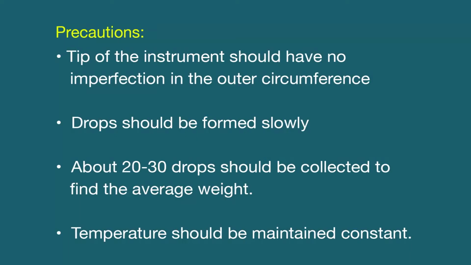During this stalagmometer method, we have to take some precautions, otherwise they lead to error. First precaution is the tip of the instrument should have no imperfections in the outer circumference. Drops should be formed slowly. About 20 to 30 drops should be collected to find the average weight. Temperature should be maintained constant. With this discussion, the first physical property of liquid, surface tension, is over.